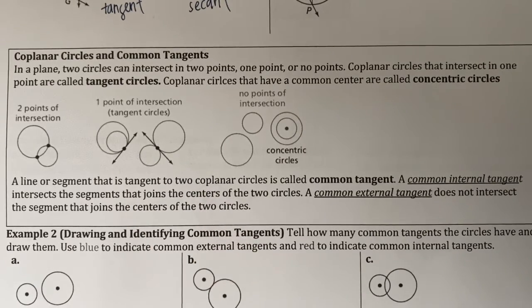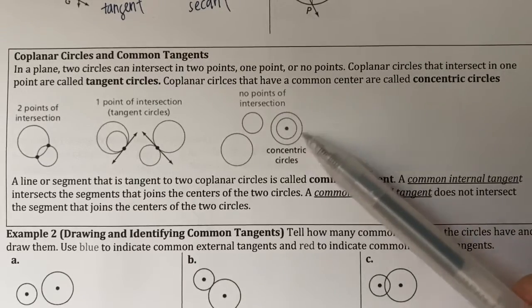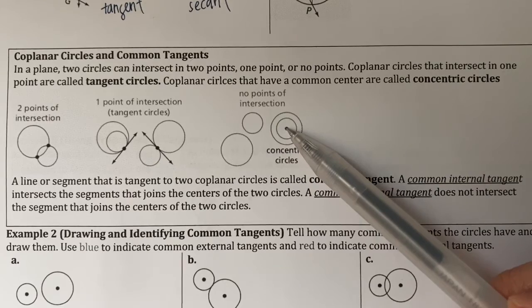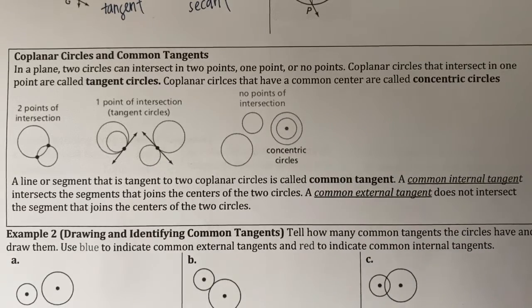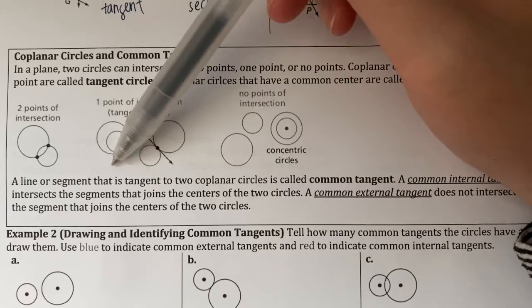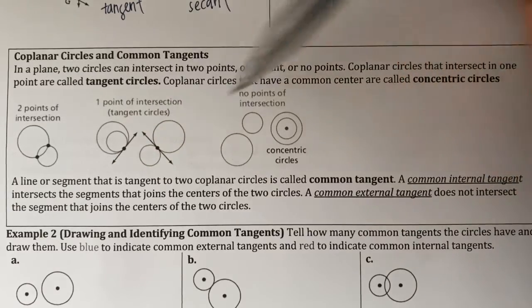And coplanar circles that have a common center are called concentric circles. Over here is an example of concentric circles. They share the same center. This might be a word that you've seen before. A line or segment that is tangent to 2 coplanar circles is called a common tangent. Here is an example of the tangent lines for the 2 circles.